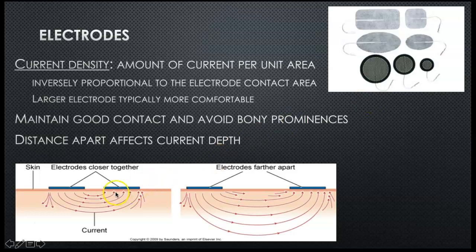As for the distance apart, electrodes always need to be at least 1 inch apart, no matter what. But you can put them further apart than that. The further apart they go, the more depth the current gets. So depending on what you want to do with your patient, you might put them further or closer together. Okay.